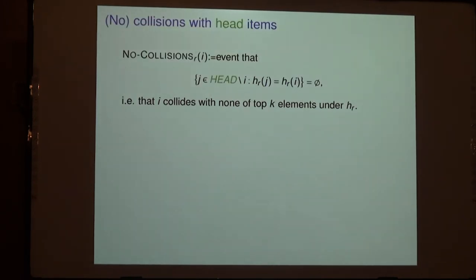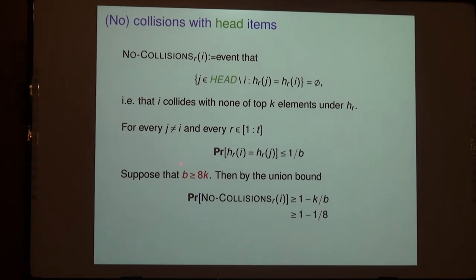All right, good. So again, what is the no collisions event? It's the event that our data item i, which we now think of as fixed, does not collide with any head element, except for itself if it is a head element, under hashing r. What is the probability that that happens? Well, if our hash function is pairwise independent, or even universal, that would suffice. What we know is that for every pair of distinct elements i and j, the probability that i and j collide is at most one over the number of buckets that we hash into.